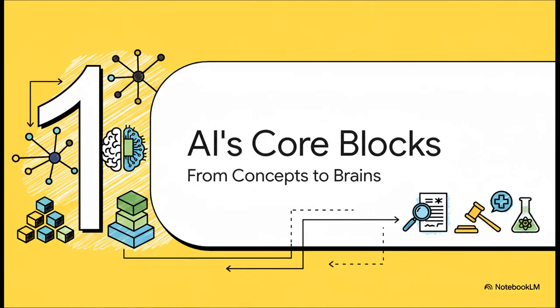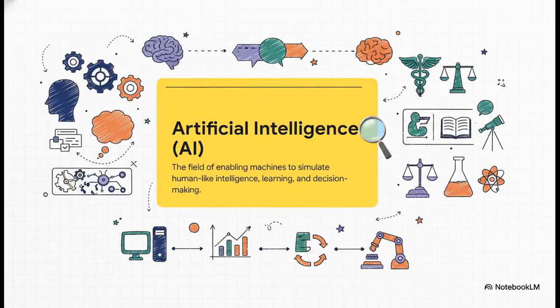So to really get a handle on this, we've got to look at its core components. The best way to think about it is like a set of building blocks, where each one gets a little more specific and honestly a lot more powerful. Okay, so at the very top, the big umbrella term is artificial intelligence, AI. This is the grand vision, right? The whole idea of creating machines that can simulate human intelligence. It's the entire universe of this field.